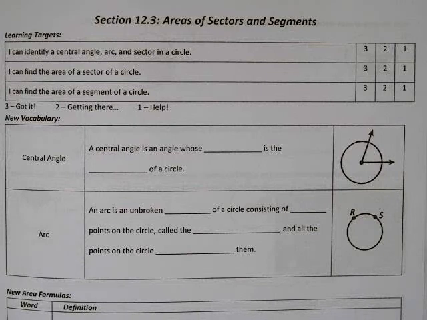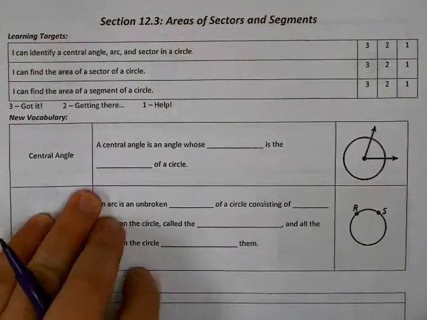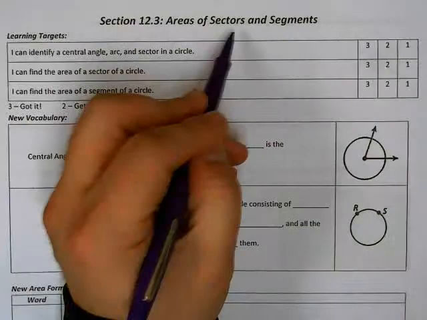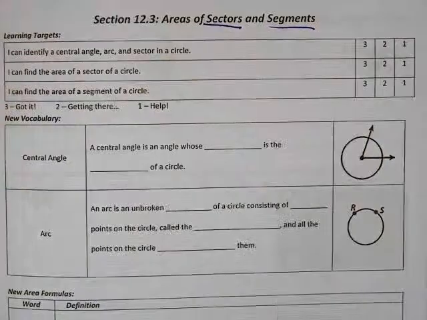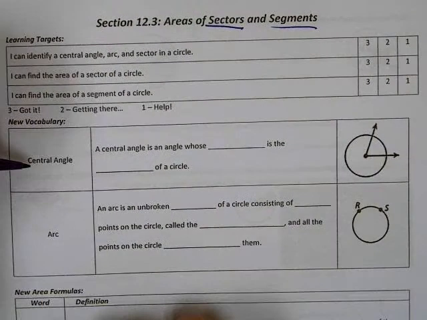Alright class, we are here on our last video of chapter 10. It's actually a section that we grabbed from another section of the book, so it's called section 12.3, but really the big idea is areas of sectors and segments. For both of these we need to understand this idea of central angle.